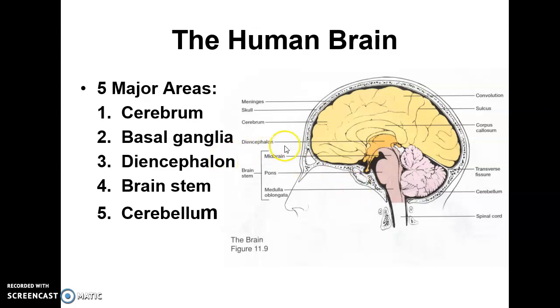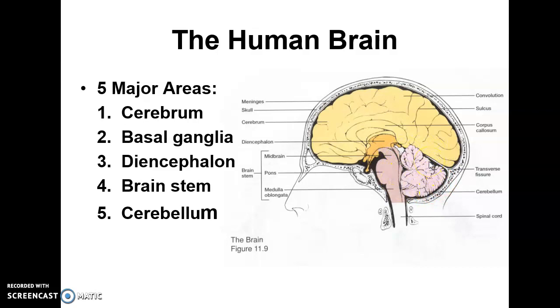So the human brain really can be broken into five distinct areas, known as the cerebrum, which is this large portion here, top, and then we have our basal ganglia and diencephalon, which are going to be in the central area right here. We have our brainstem right here, and then we have our cerebellum back here.